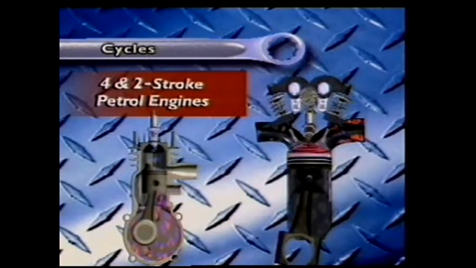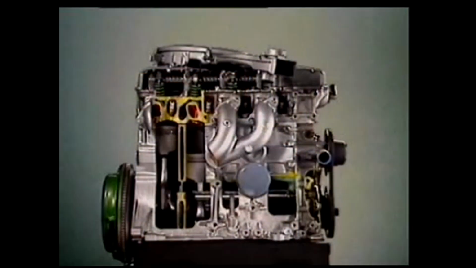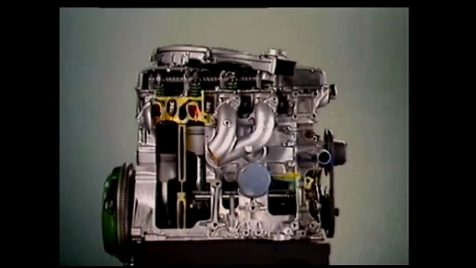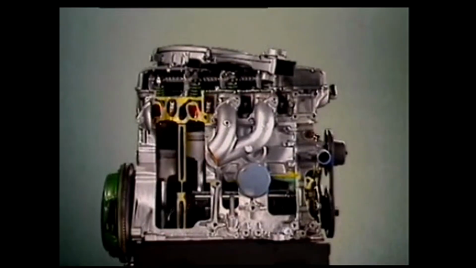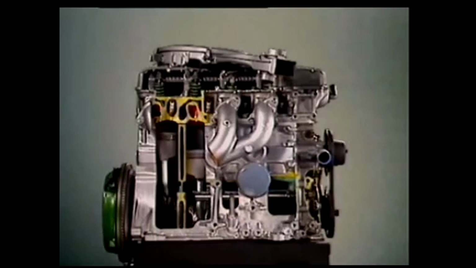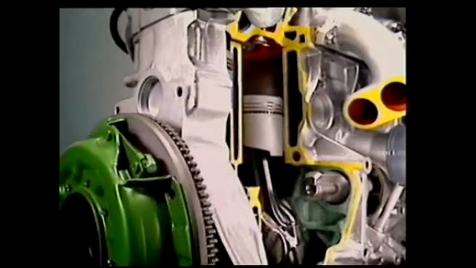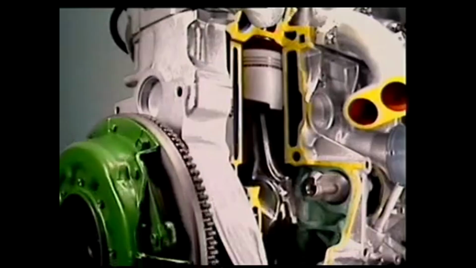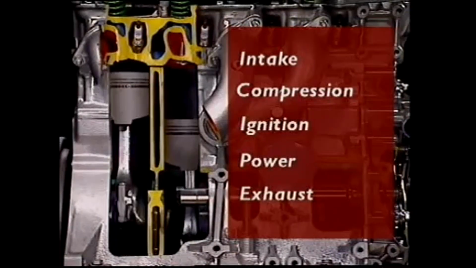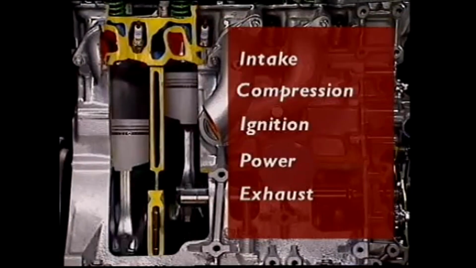Let's look at the 4-stroke and 2-stroke petrol engine cycle. What is a stroke? It's the movement of the piston from top dead center to bottom dead center. Calling an engine 4-stroke means its engine cycle has 4 strokes. A 4-stroke petrol engine uses internal combustion, so those 4 strokes must include the 5 key events common to all internal combustion engines: intake, compression, ignition, power, and exhaust.